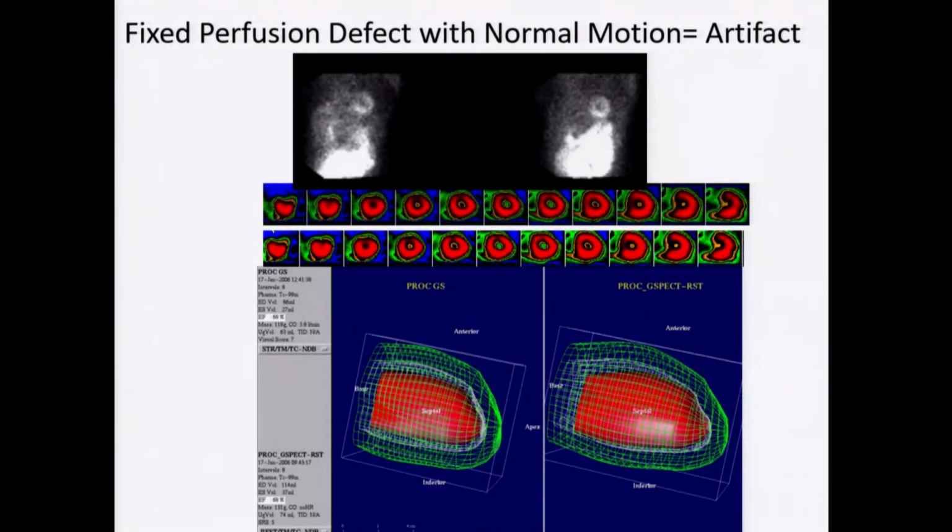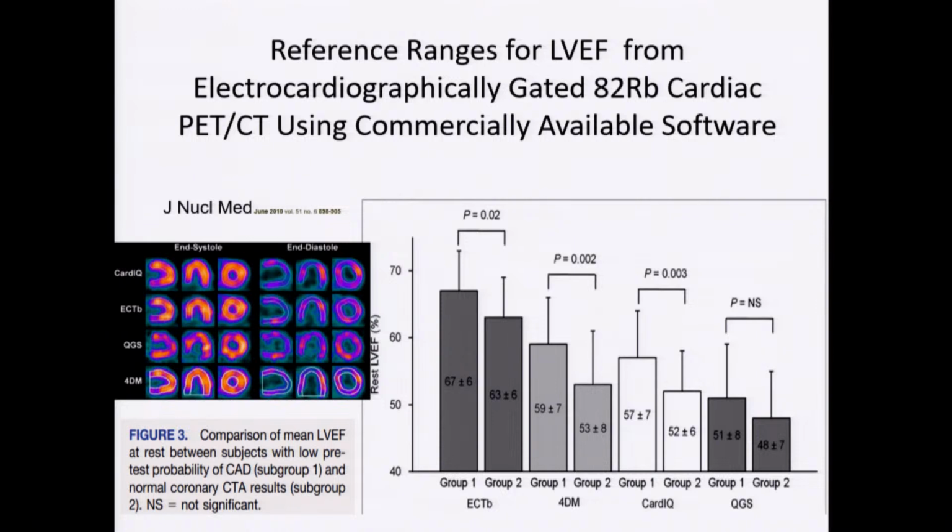I mean, you see it every day, right? You have women with a large breast size, obese men with elevated diaphragm. So for women, for instance, a fixed defect in the anterior wall, normal gated, and this most likely is artifact, okay? So this is the most important use of gated information.